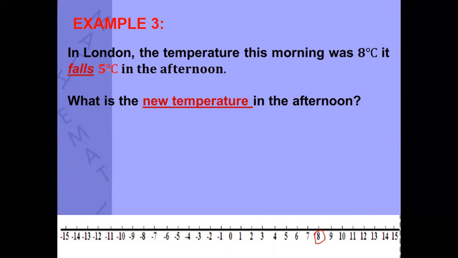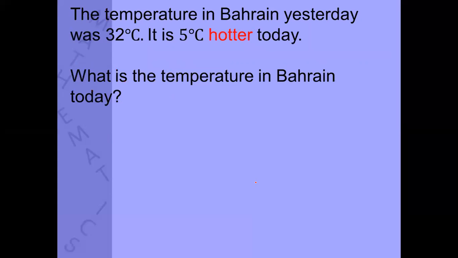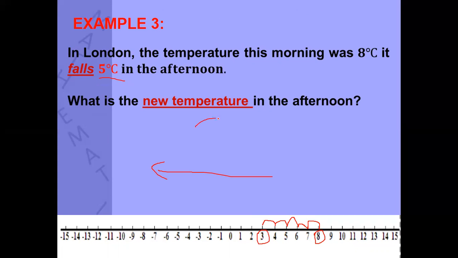And it says it falls 5 degrees Celsius. Therefore, if it falls, it will go to the left. So let's move 5 times. Let's start from 8. 1, 2, 3, 4, and 5. So where did we stop? We stopped at 3. Therefore, the new temperature is 3 degrees Celsius. Understood? Okay, let's move to the next example.